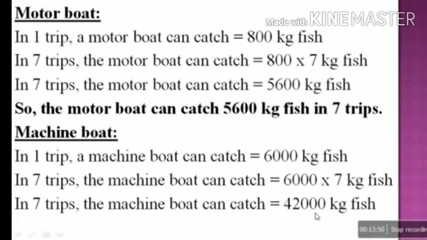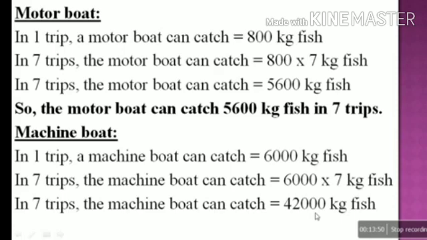In 7 trips, the motor boat can catch 5,600 kilogram of fish. Now what happens for machine boat? In one trip, a machine boat can catch 6,000 kilogram of fish. In 7 trips, the machine boat can catch 6,000, you multiply by 7. Your answer will be 42,000. So what is your final answer? In 7 trips, the machine boat can catch 42,000 kilogram of fish. So understand children this problem?